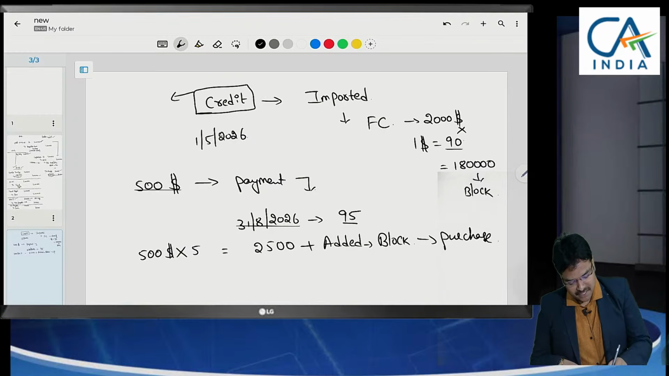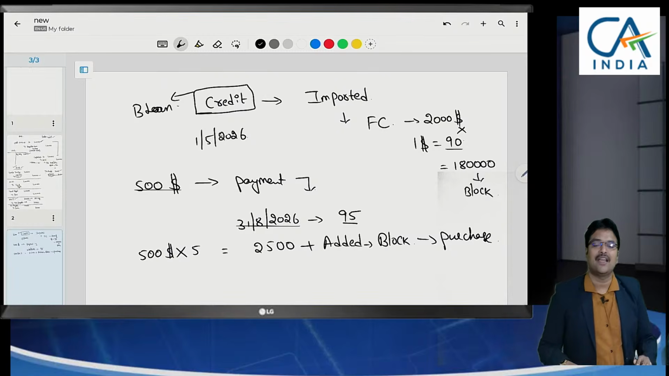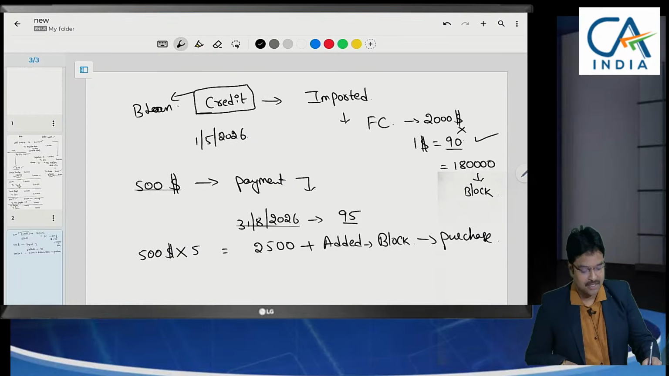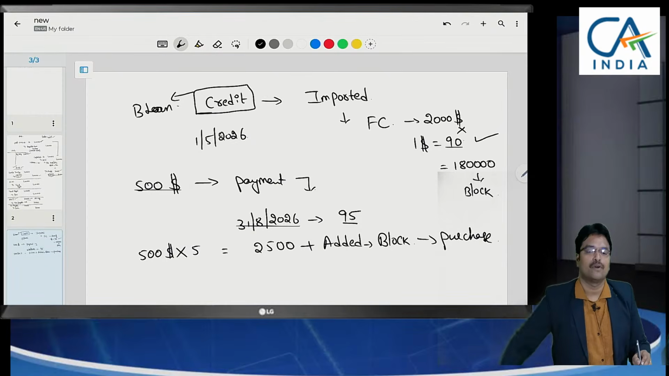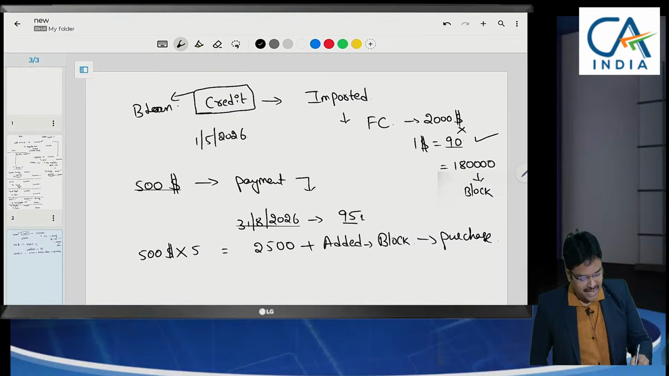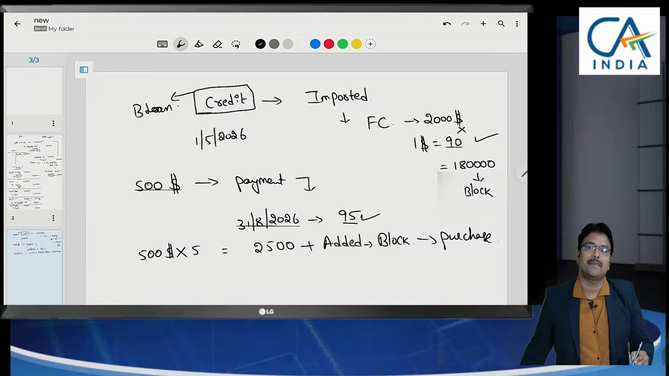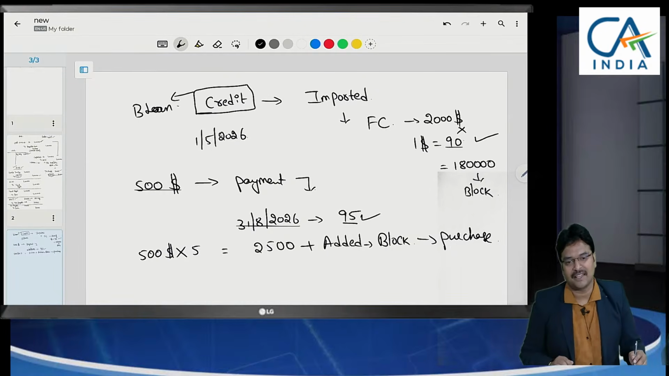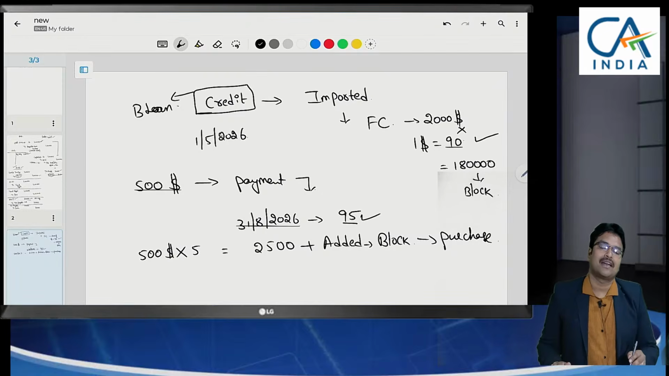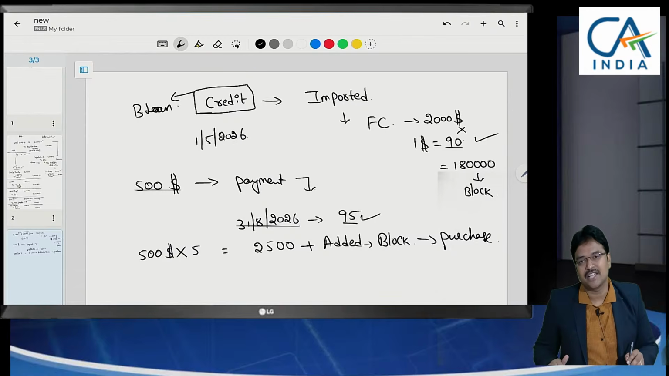Same thing if this is a bank loan, then also the same. At the time of borrowing, the exchange rate is 90 rupees, but at the time of repayment of the loan, it was 95 rupees. There will be repayment on a monthly basis, EMI will be there. For every payment, compared to the purchase, the value increases due to the foreign exchange rate. That loss has to be added to the block.